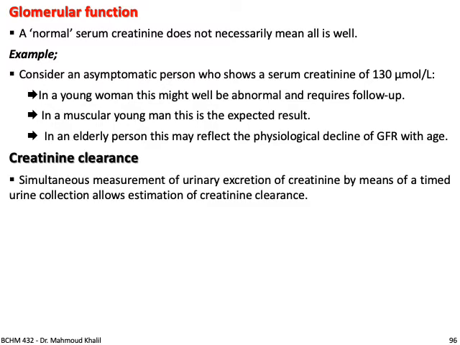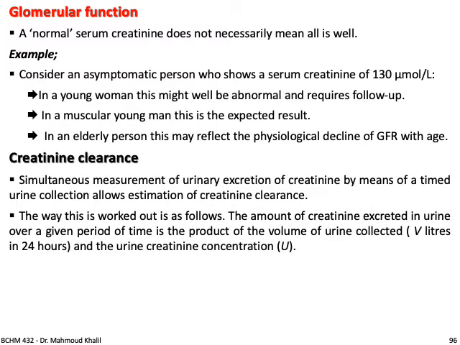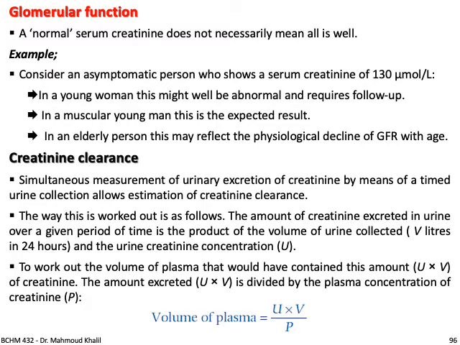So what is creatinine clearance? The simultaneous measurement of urinary excretion of creatinine by means of a timed urine collection allows estimation of how the body clears creatinine. It works as follows: the amount of creatinine excreted in urine over a given period of time is the product of the volume of urine collected in 24 hours and the urine creatinine concentration. This works out the volume of plasma that will have contained the amount of creatinine. The amount excreted is divided by the plasma concentration, and you can see from this equation how we calculate the creatinine clearance.